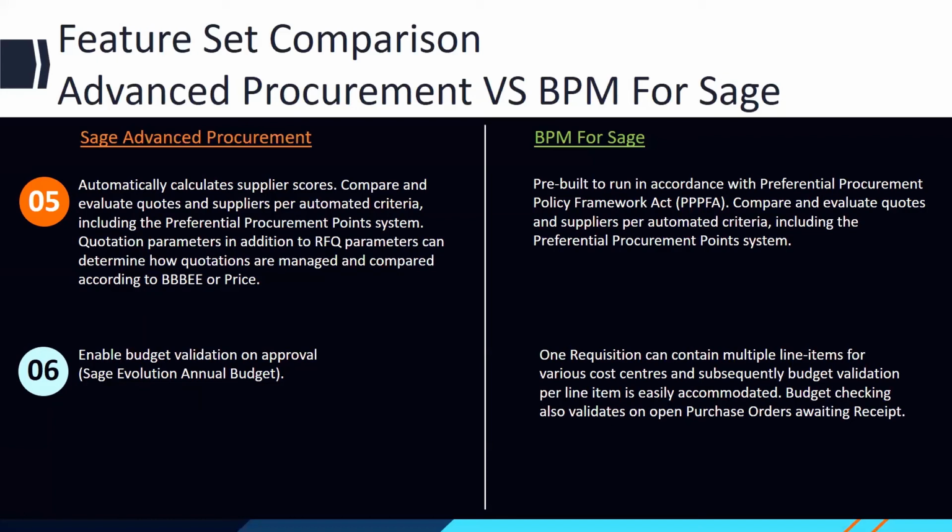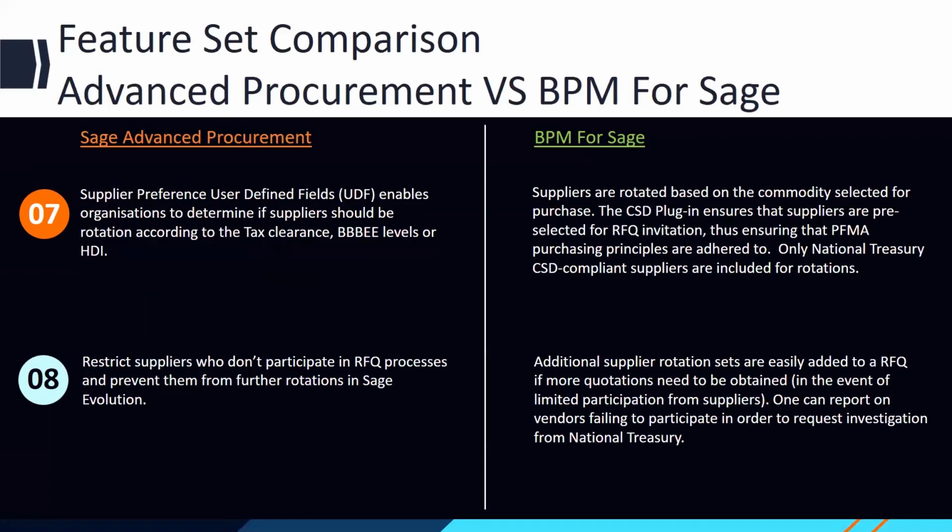Budget checking also validates on open purchase orders awaiting receipt and can even be set up to view open requisitions if required. In Sage Advanced Procurement, supplier preference user-defined fields enable organizations to determine if suppliers should be rotated according to their tax clearance, triple BEE levels, or HDI. Whereas in BPM for Sage, suppliers are rotated based on the commodity selected for purchase.